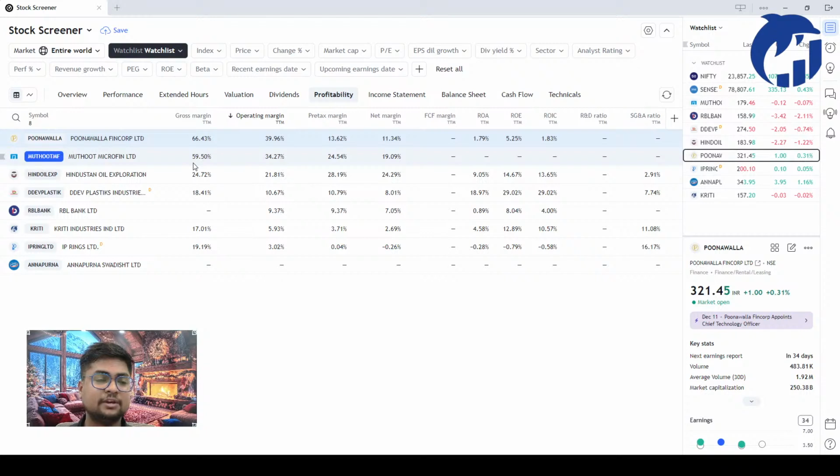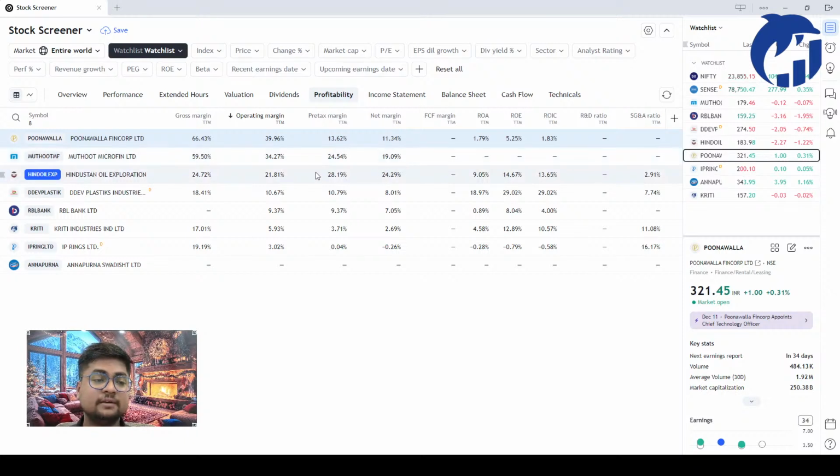If you look at Muthoot Microfin Limited, it has a net margin of 19.09% and a pre-tax margin of 24.54%. Still it is not performing well. Can you tell me the reasons? I want to know why it's not performing well. Because this is a dying business. Muthoot Microfin Limited is in a dying industry, so it has to revive its product and its management, and only then will we be able to see growth.